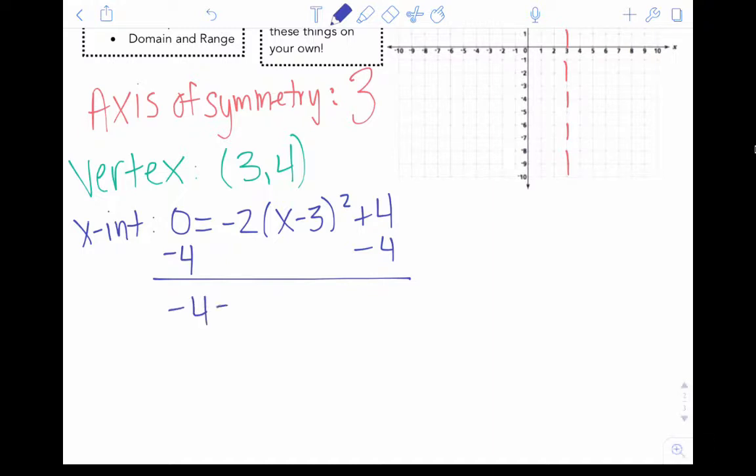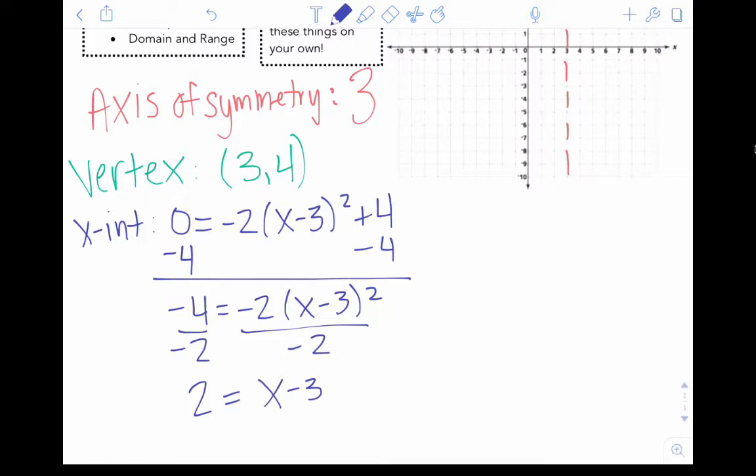So I have negative 4 equals negative 2 times (x minus 3) squared. Now you're going to go through this same process every time you're solving this equation. You're going to subtract that k value. Then you're going to divide by the a value. So you have 2 equals (x minus 3) squared.